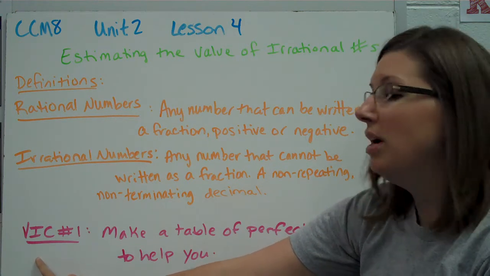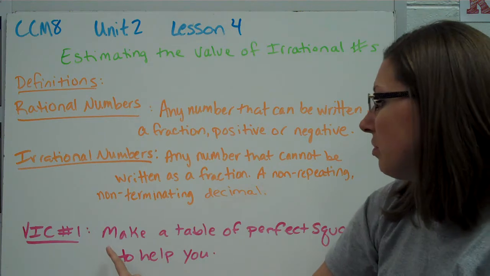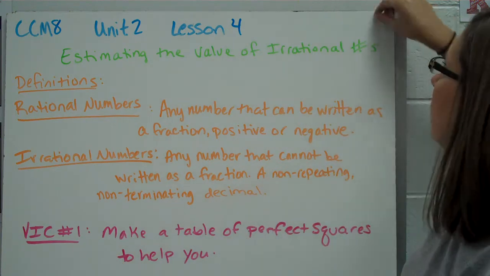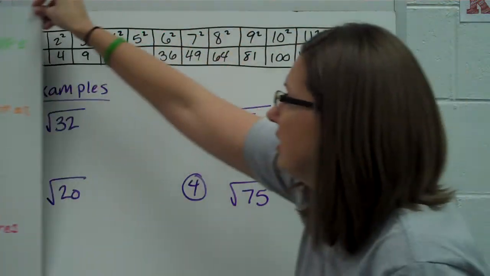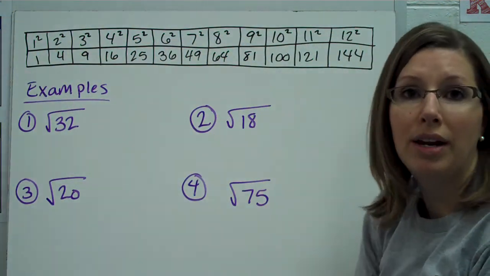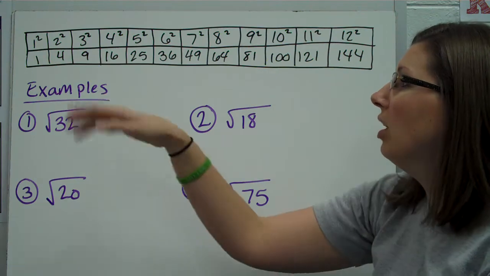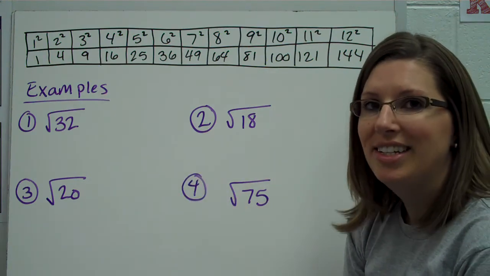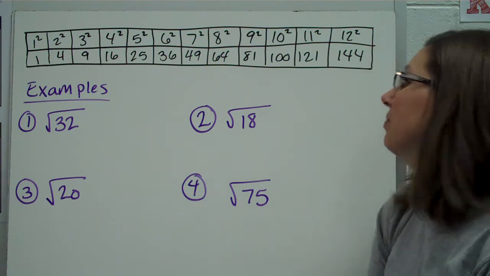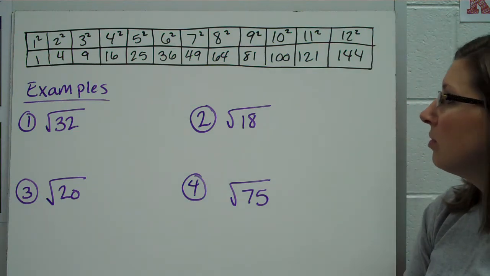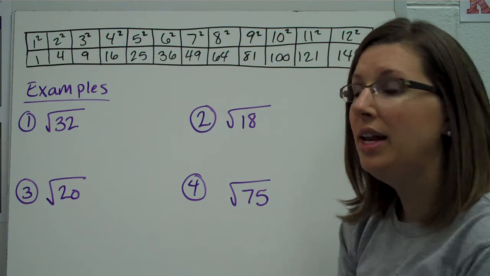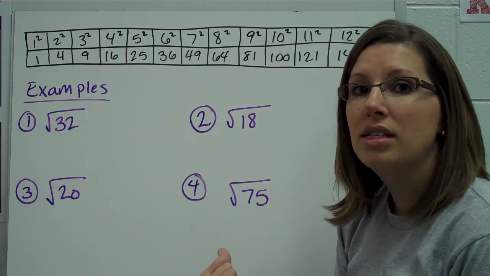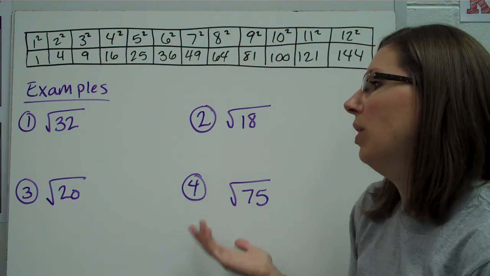Very important concept, number one: make a table of perfect squares to help you. You've got this table on your paper, go ahead and fill it out with all of the perfect squares. I'll give you a second to do that. Just pause the video. Once you've done that, now we're going to go through and actually simplify these non-perfect square roots.